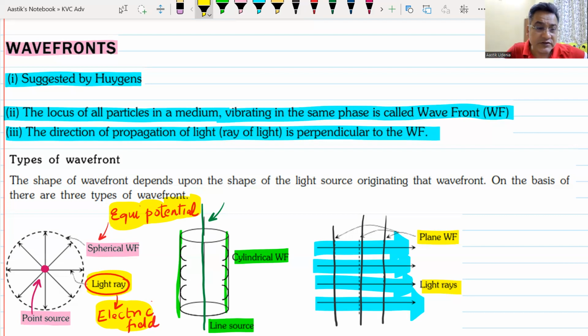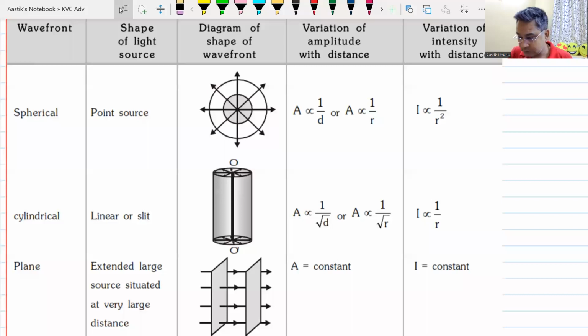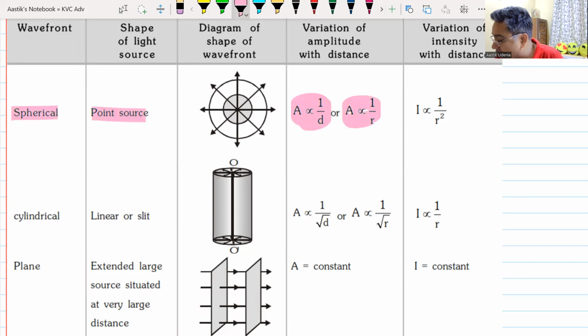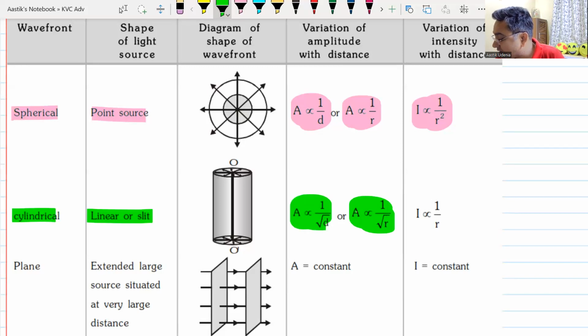I'll give you a minute to note this down. You can also note down the same thing in tabular form. Spherical wavefront created by a point source: the amplitude is inversely proportional to the distance and the intensity is inversely proportional to distance square. I have told you this many times starting from the chapter on waves, and I'll keep on telling you. For a cylindrical source of light, a linear line source, the amplitude is proportional to root over distance, and intensity is inversely proportional to distance.